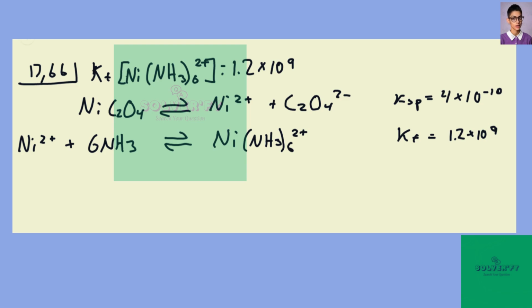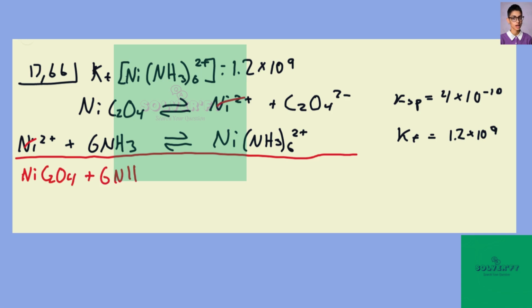So we can go ahead and sum up these reactions. The nickels will cancel, and so we get nickel oxalate reacting with 6 ammonia molecules to form this complex ion and the oxalate anion.